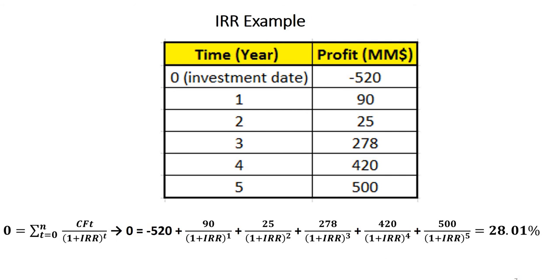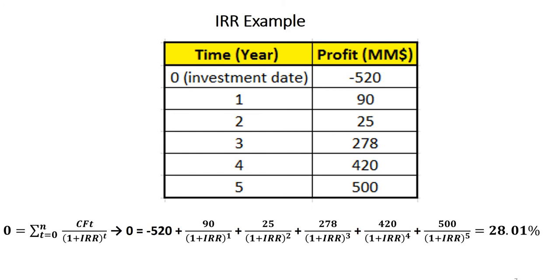Essentially, you'd have to put a number here in the denominator of these terms to get an NPV of the whole thing of 0, and that is essentially how you calculate your IRR. As I said, the most convenient way to do that is to go to Excel and just say equals IRR of all of these cash flows, and it would spit out your 28.01% IRR for the project.